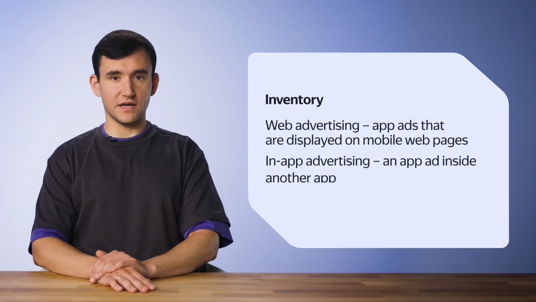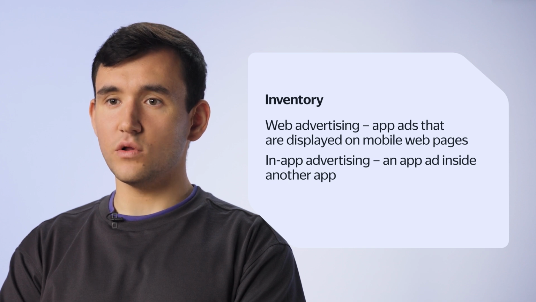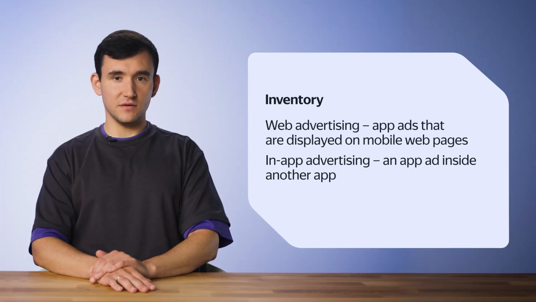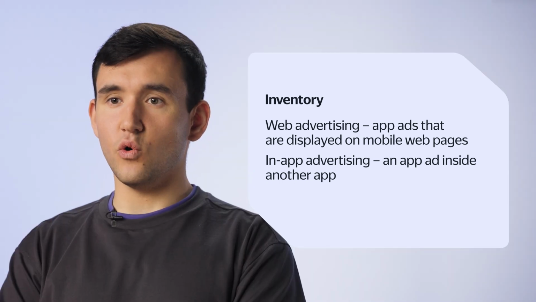I'd like to tell you about another category of placements where we serve app ads. We usually call it the inventory. This category includes 2 types of advertising: web and in-app placements. When we see app ads that are displayed on mobile web pages, we call it web advertising. Alternatively, we can see an app ad inside another app. In this case, we call it in-app advertising. We often encounter this kind of placement in mobile games, with the game serving us ad units as we play it. App ads are served based on the same principles as all other ads in Yandex Direct.